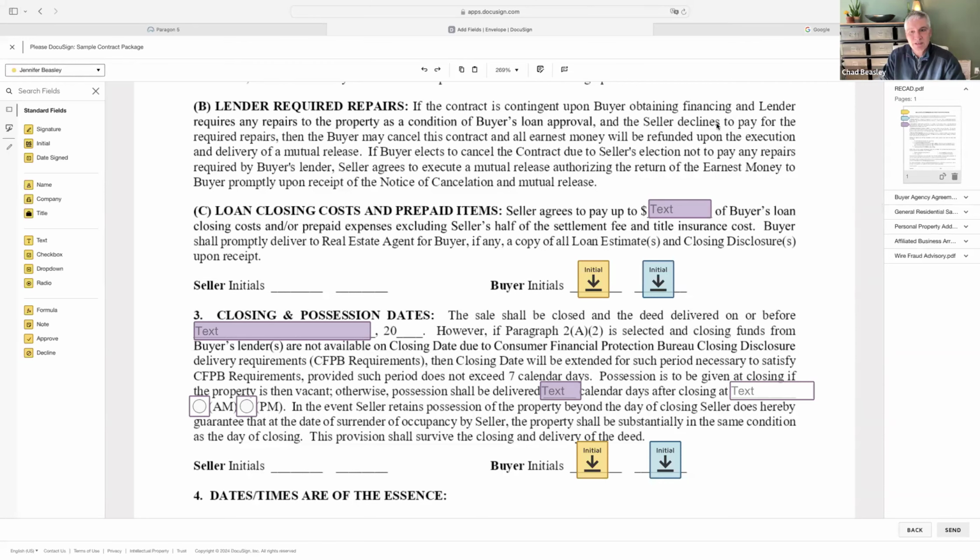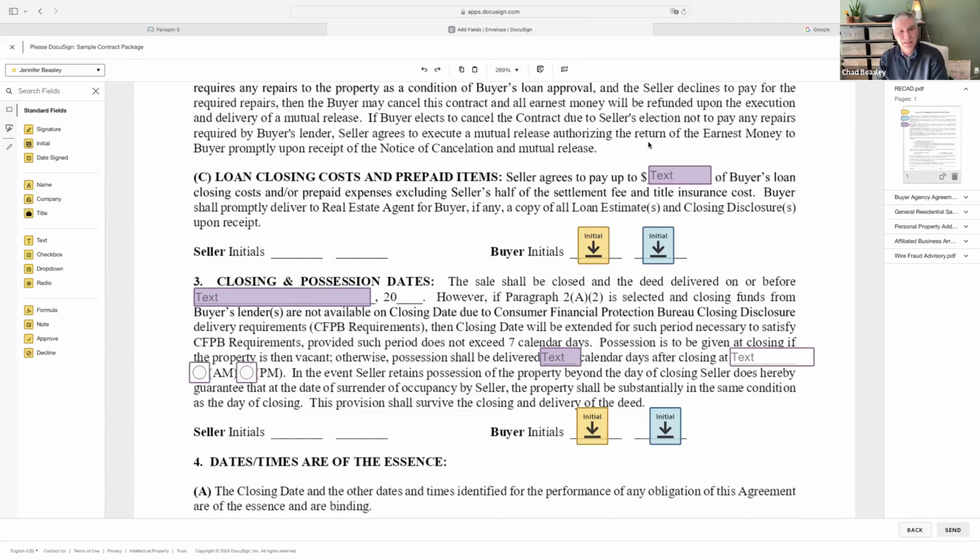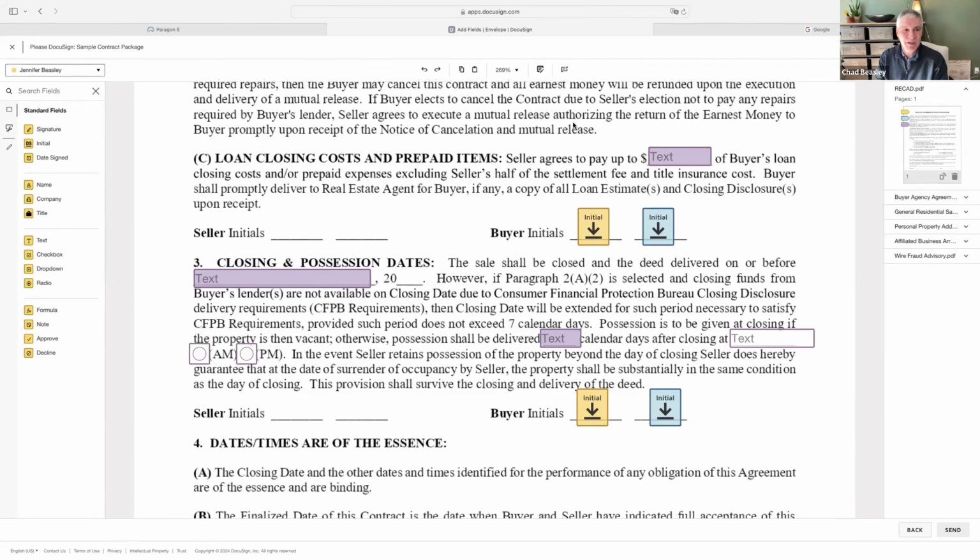So if the contract is contingent on buyer obtaining financing, lender requires any repairs to the property as a condition of the buyer's loan approval, and the seller declines to pay for the required repairs, then the buyer may cancel this contract and all earnest money will be refunded upon the execution and delivery of a mutual release. If the buyer elects to cancel the contract due to seller's election not to pay any repairs required by the buyer's lender, seller agrees to execute a mutual release authorizing return of the earnest money to buyer promptly upon receiving notice of cancellation and the mutual release. So that's just if the lender goes out.